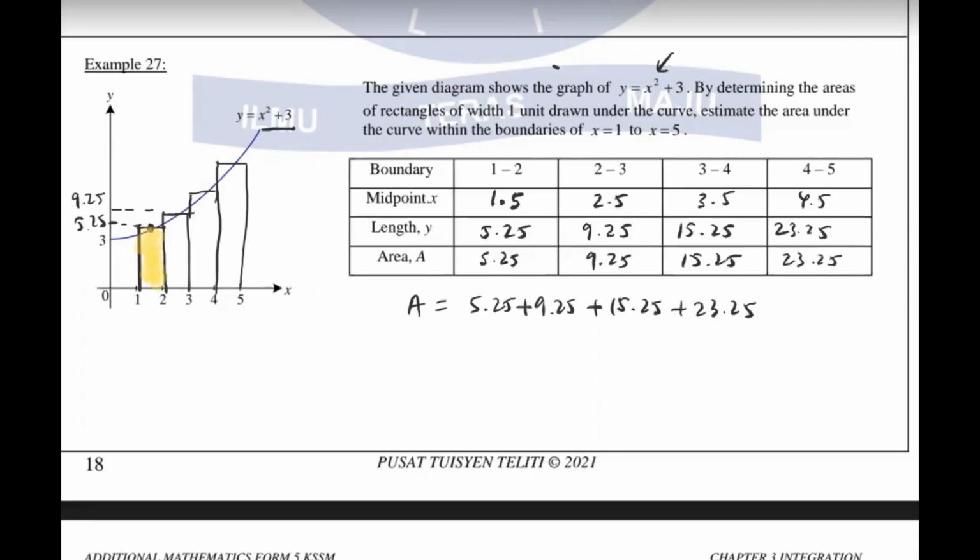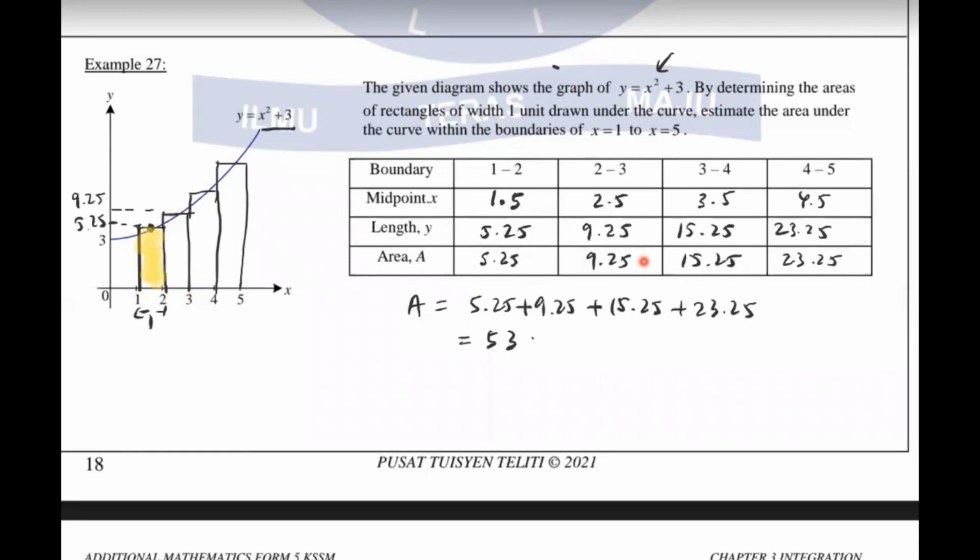So the answer is 53. This is a way to estimate, but it's not very accurate because the bars are quite big. You can see some of the area here is outside, some is inside. It is an estimation. In this case, the length is equal to the area because the width is 1. Area is length times width. My length is 5.25 and the width is 1, so the length and area are the same. Like 9.25 times 1 is still 9.25.